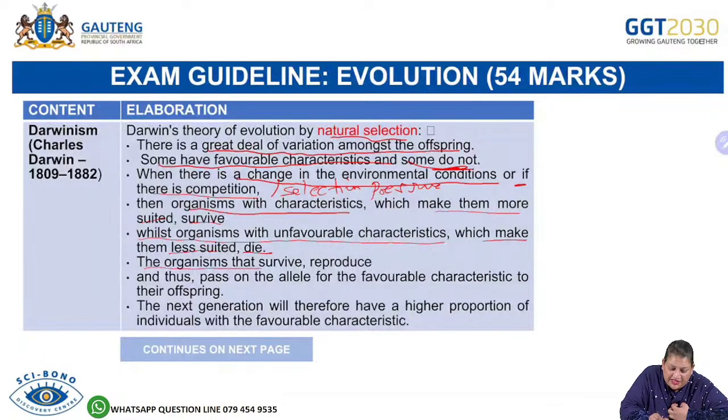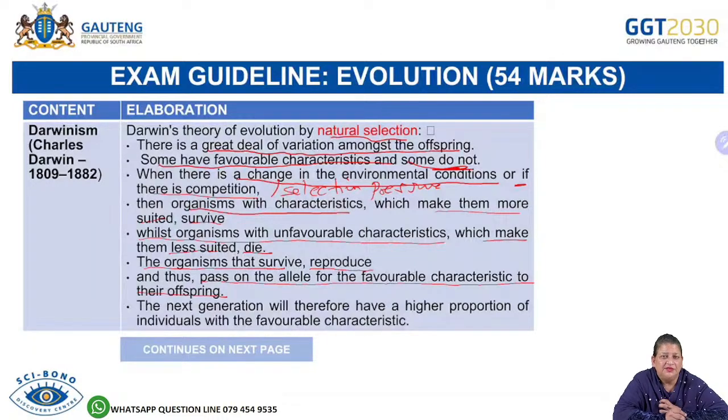Now, what happens to those that have suitable characteristics and they survive? The organisms that survive will reproduce because now they are alive, so they have the chance to mate with each other, interbreed, and produce more offspring. The organisms that survive reproduce and therefore pass on the allele for the favorable characteristic to their offspring. So you must remember, for every characteristic which we call a gene, there are two forms of the gene which we call alleles, right? Now every offspring inherits one allele of that gene or characteristic.